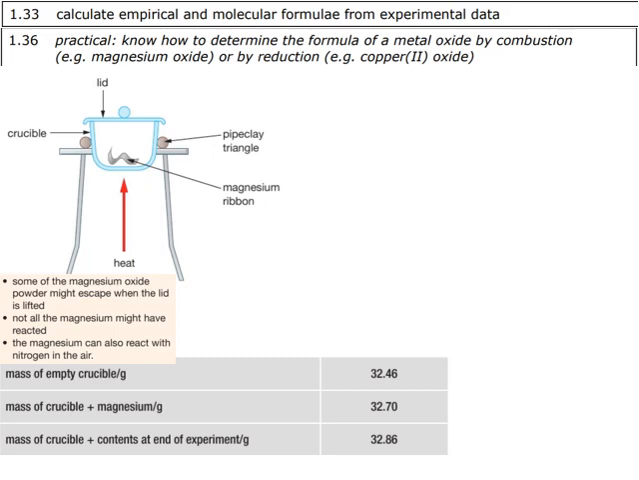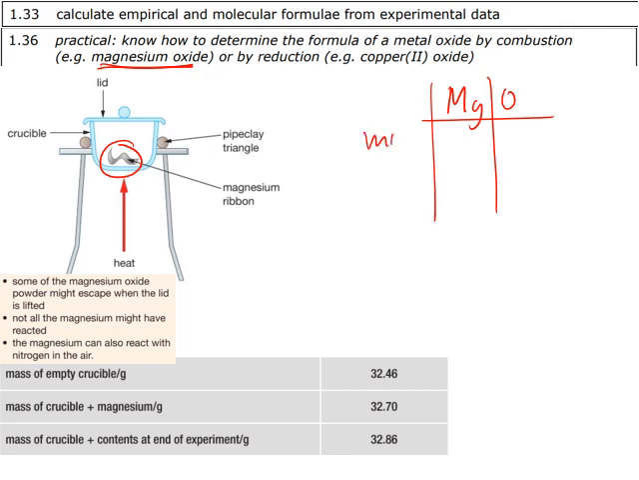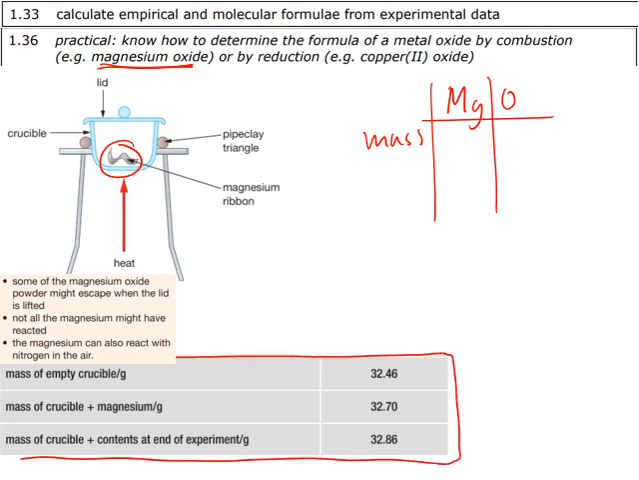Okay, here we're going to calculate the empirical formula of magnesium oxide. To do that, we need to find out the mass of the magnesium and the oxygen in our product, in the magnesium oxide in the crucible. First, we need to write down the elements, magnesium and oxygen here. And the first thing we're going to find out is the mass. Now, the mass of magnesium we can find out from the experimental data here.